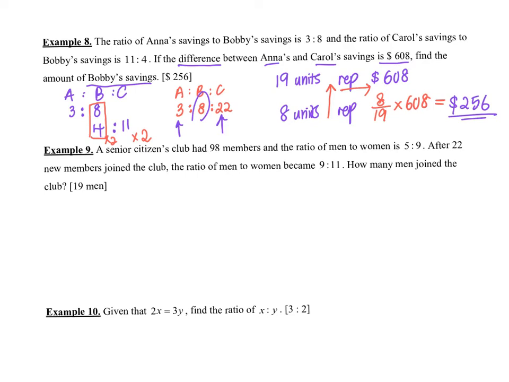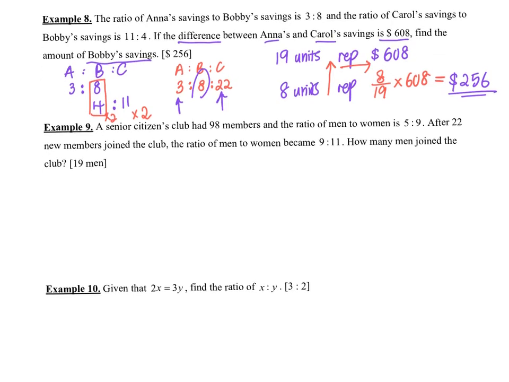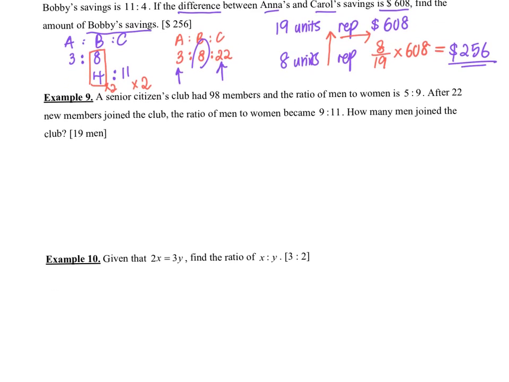Have you gotten the answer? Okay, if you're ready, let's move on to question number 9. Question number 9 here says, Senior Citizen Club has 98 members. And the ratio of men is to women. So the 98 members, is it men or women? No, it's both of them, right? Both men and women. So the ratio of men is to women is 5 is to 9.